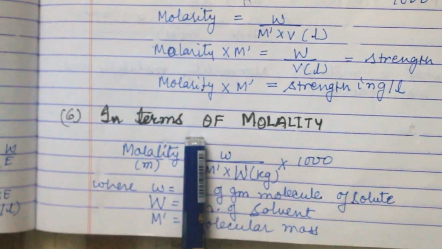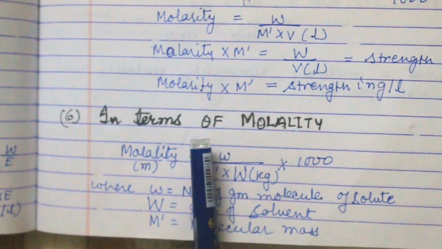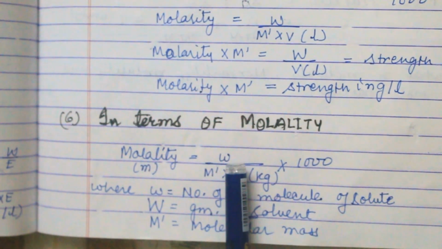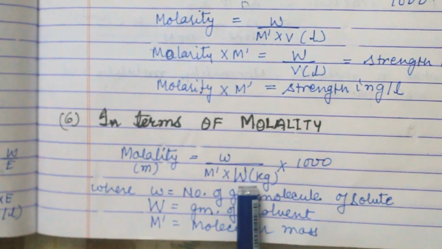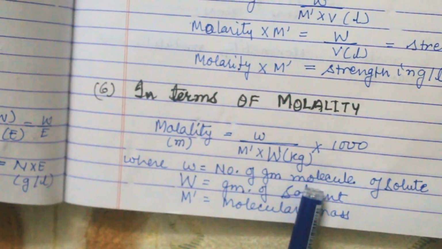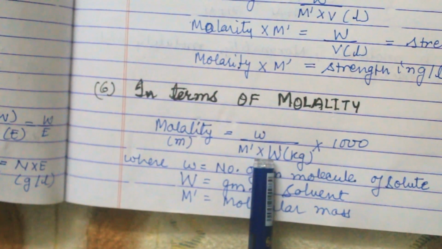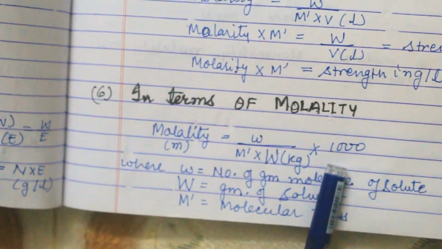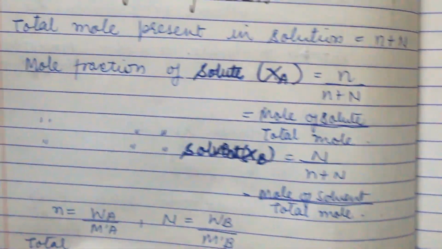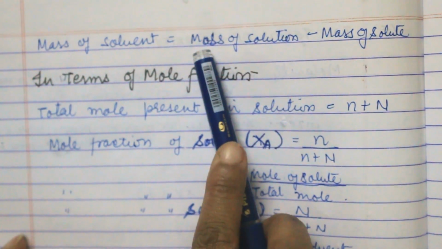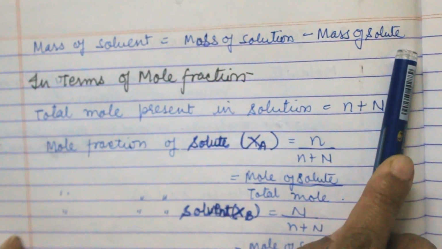In terms of molality, it is different from molarity. Molality means small w upon M dash, capital W in kg, into 1000. That is, small w is the number of gram molecule of solute, capital W is gram of solvent, and M dash is the molecular mass, into 1000. Mass of solvent is also calculated as mass of solution minus mass of solute.